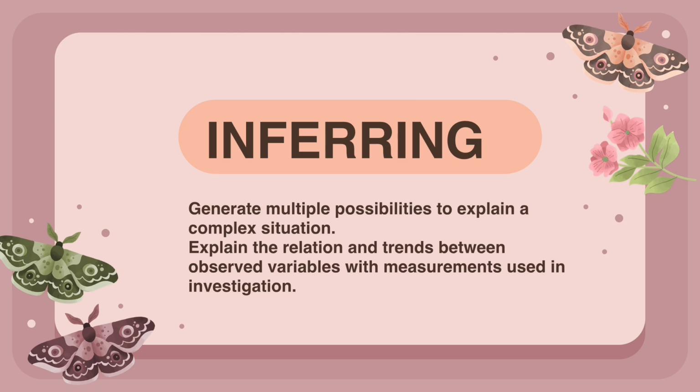The next science process skill is inferring. Inferring means you are able to generate multiple possibilities to explain a complex situation. Inferring also means being able to explain the relation and trends between observed variables with measurements used in the investigation.